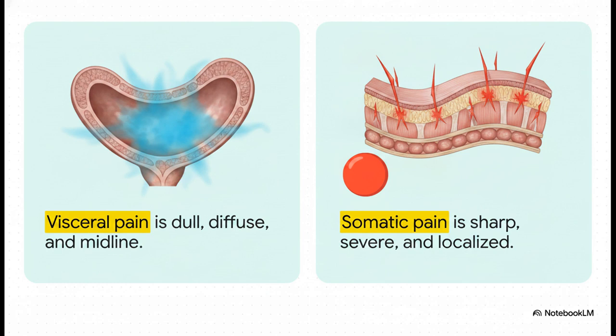We have to contrast this with somatic or parietal pain, which we're coding as red. This happens when the lining of the abdominal wall gets irritated. It is sharp, severe, and very precisely localized. Grasping the split is absolutely crucial. It's step 1 in our framework.